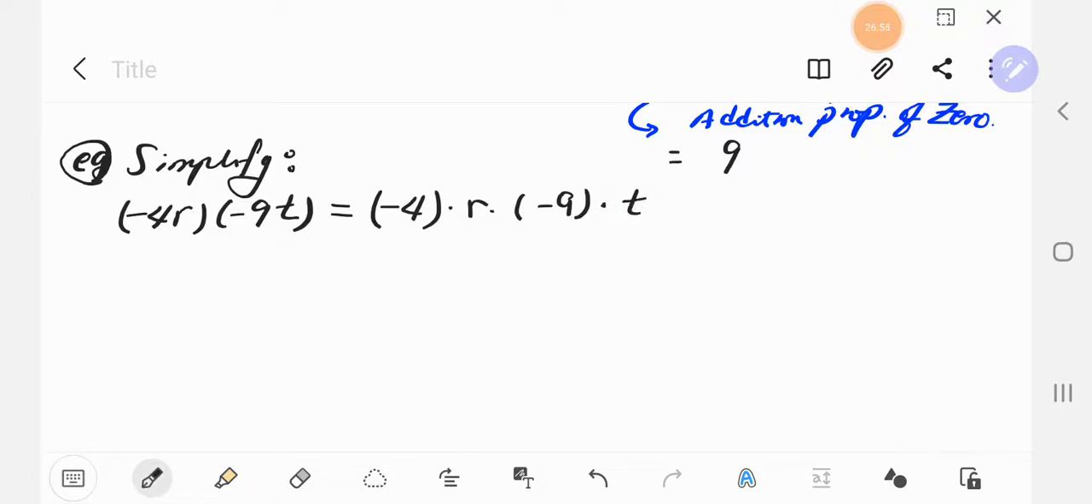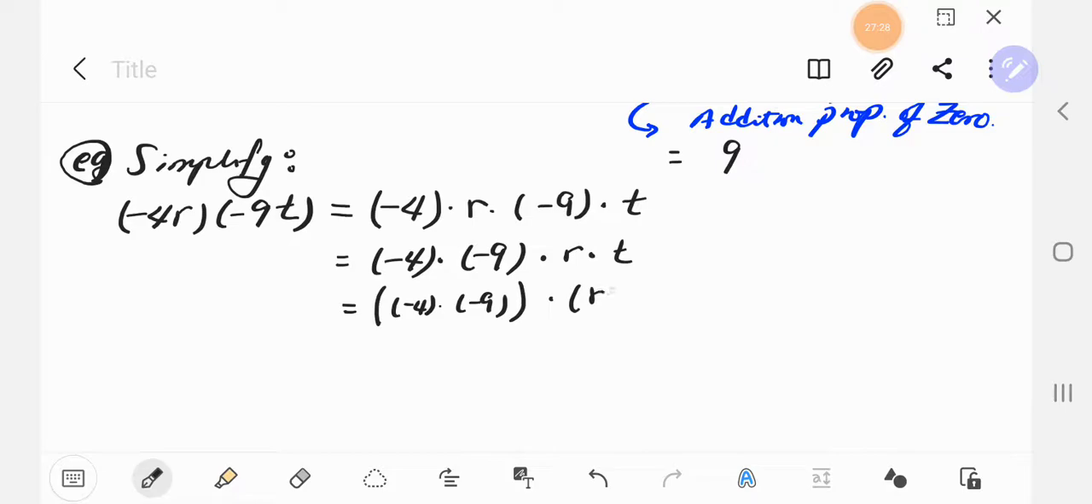So from here, why don't we put the numbers together? We can interchange the numbers, commutative property of multiplication. So put the negative 4 and negative 9 together. That means it's still a product, right? Multiplication. And then r and t together. So from here, let's multiply negative 4 and negative 9 first. Negative 4 and negative 9 together, and then r and t together.